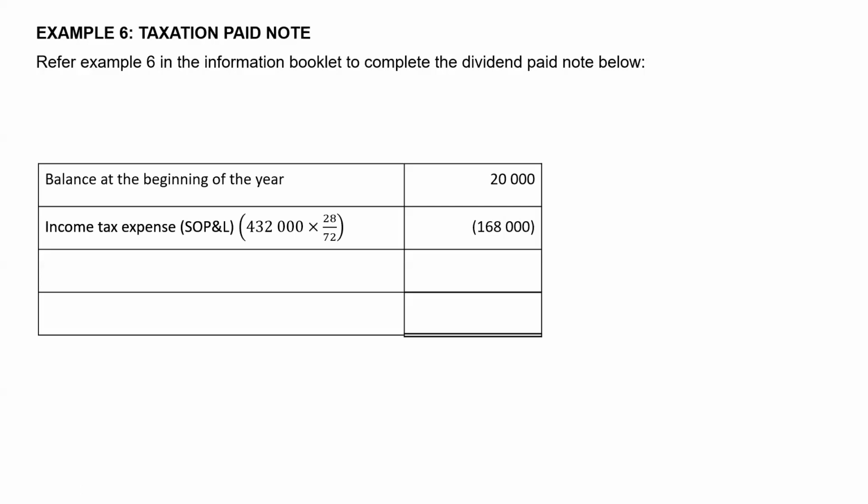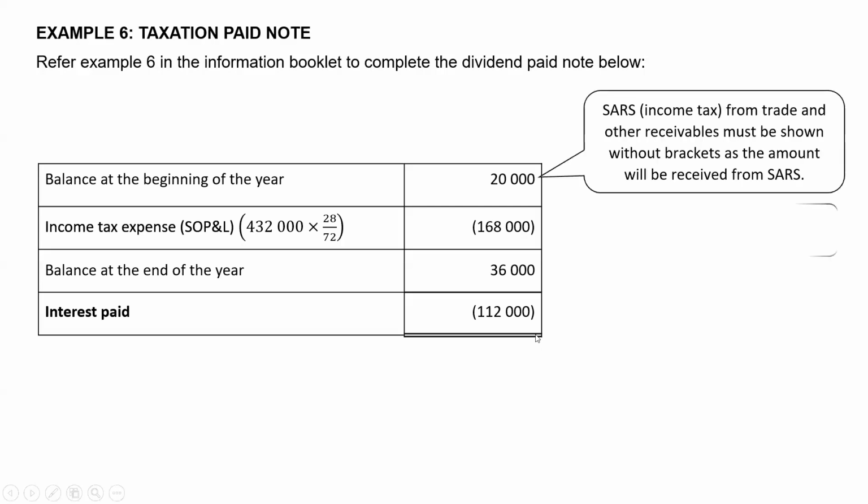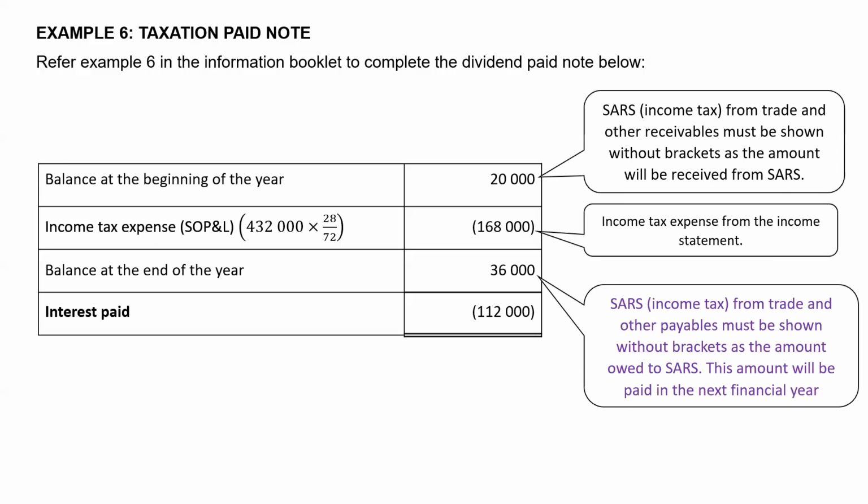Now, the balance at the end of the year with respect to sales income tax for the current year was in trade and other payables. It means that we didn't make enough tax payments for the current year, and that one will be shown without brackets as well. The amount in this case was 36,000. Our taxation paid for the current year will simply be 112,000, and we will show this on the face of your cash flow statement as taxation paid under operating activities. What I've just said is just in words.